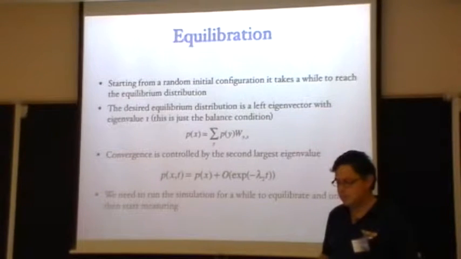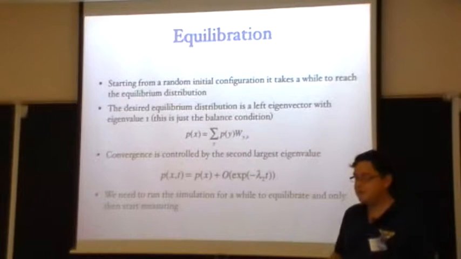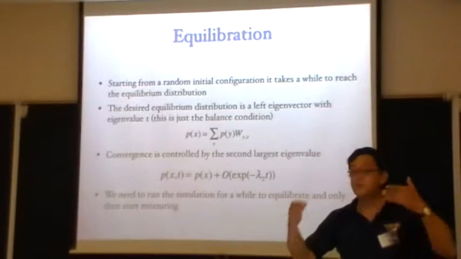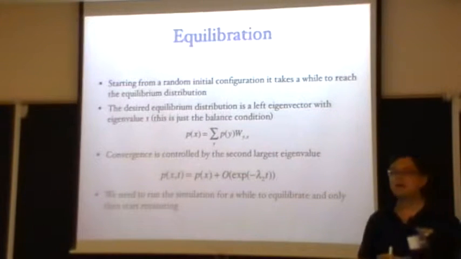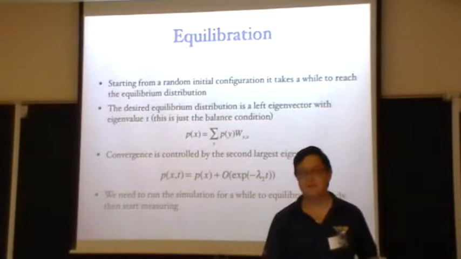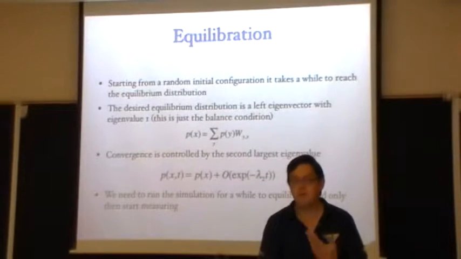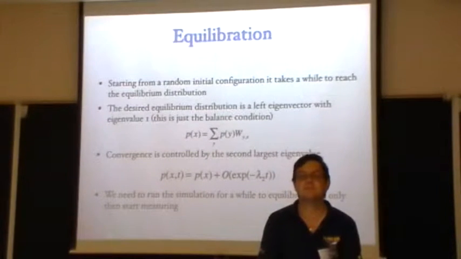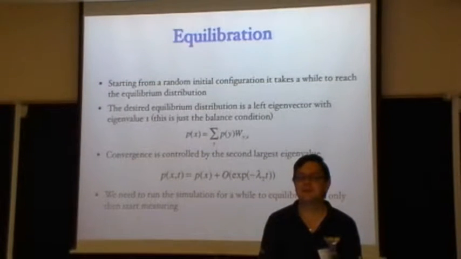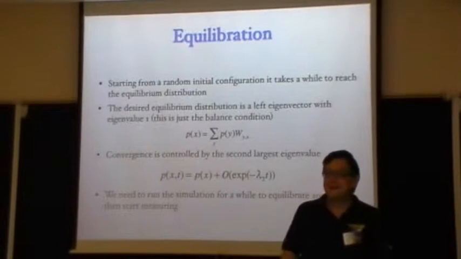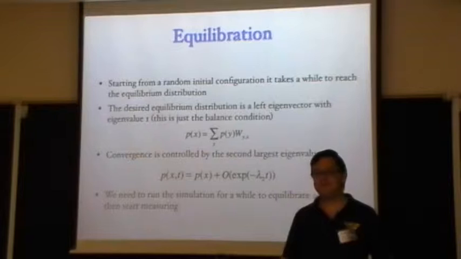So we need to run it for a while until we reach equilibrium. Now, how long should that be? That's a tough question. Who can tell me how long you should run a simulation until it's equilibrated? Should I do 10 updates? 10 updates per spin? 1,000 updates? 1,000,000 updates? Should I always wait a month or a day?